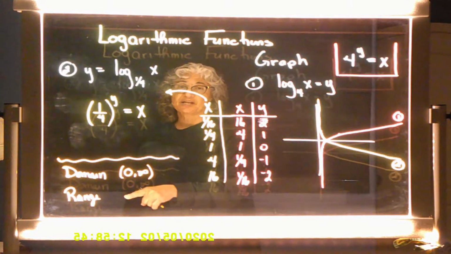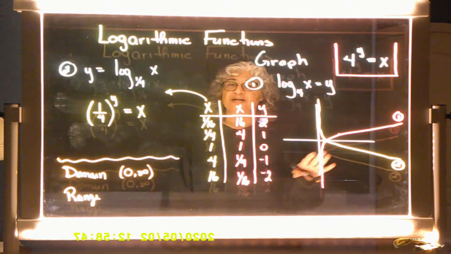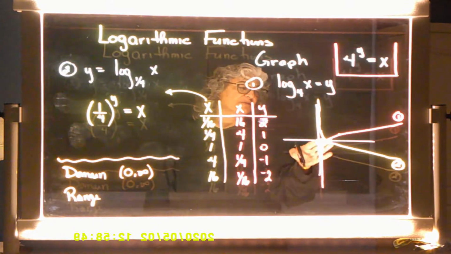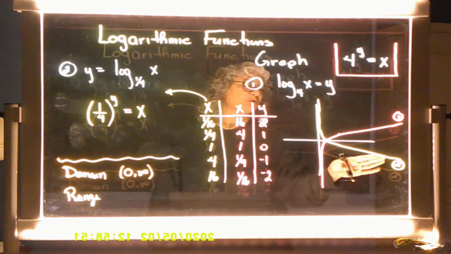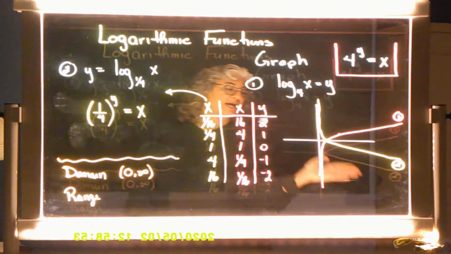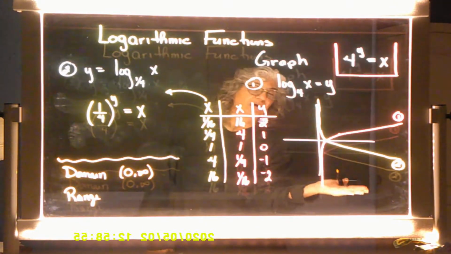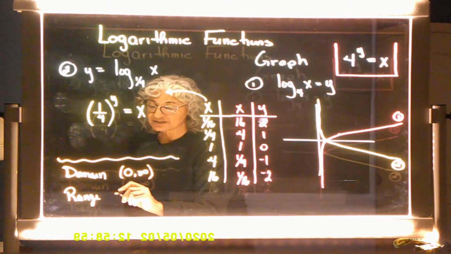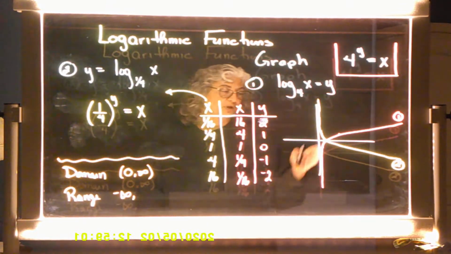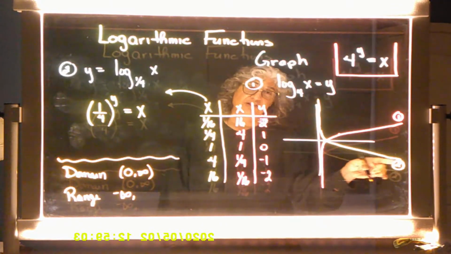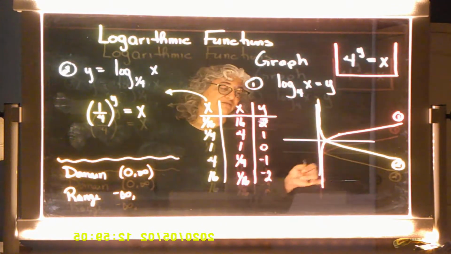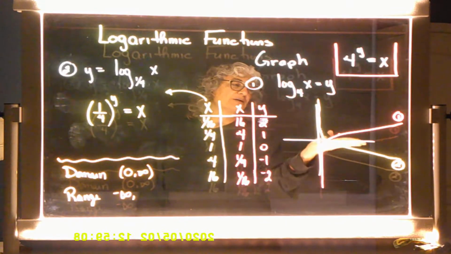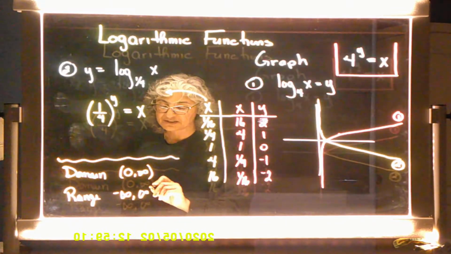Now, for the range. So it doesn't matter which graph I look at, whether the pink one, which is the first problem, or the yellow one, which is the second problem. As I'm coming in from the bottom, both graphs are heading to negative infinity. One of them's heading quickly, the other one's heading slowly, but they're still heading down to negative infinity. And then as I move up, they're heading to positive infinity.